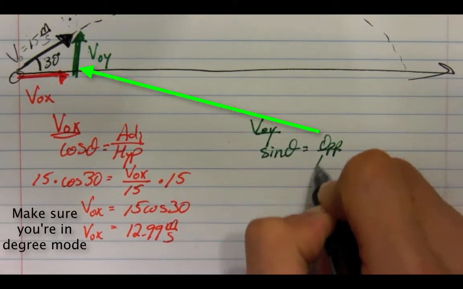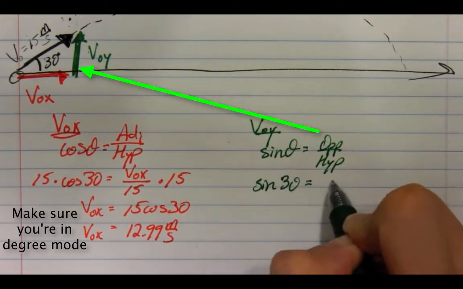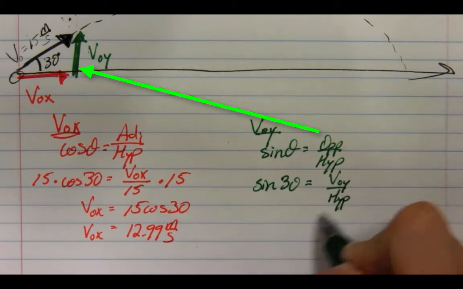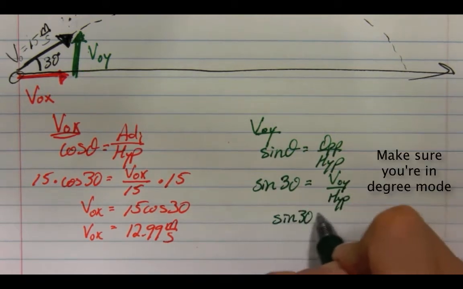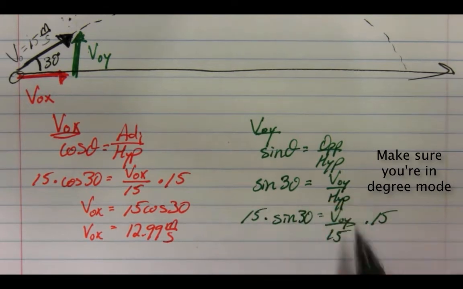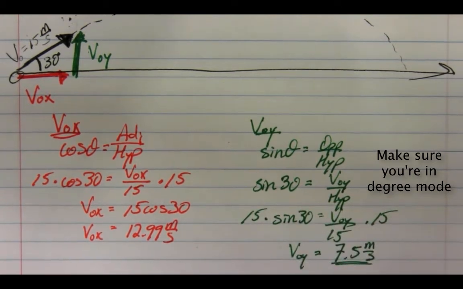I'm going to do the same steps for V0y using my sine trig identity. Plug in all the necessary information, multiply both sides by 15 to isolate V0y to get 7.5 meters per second.